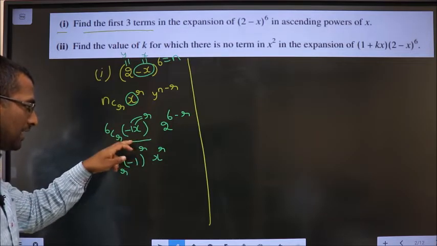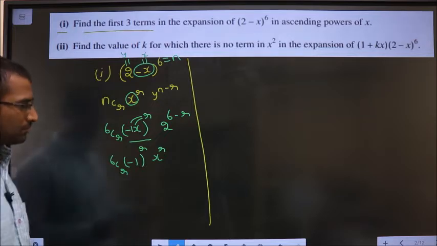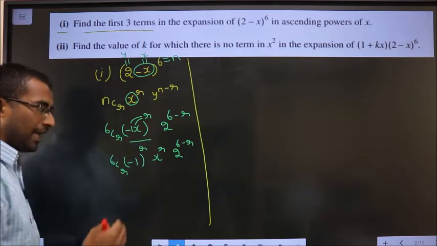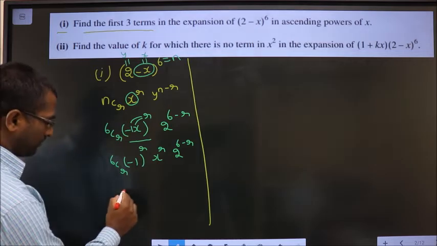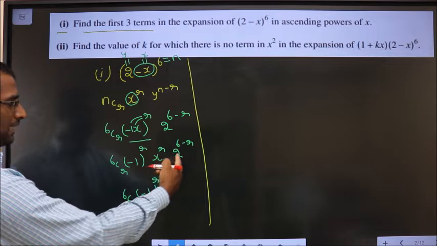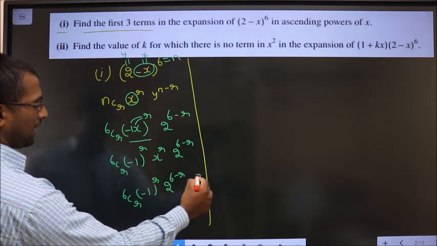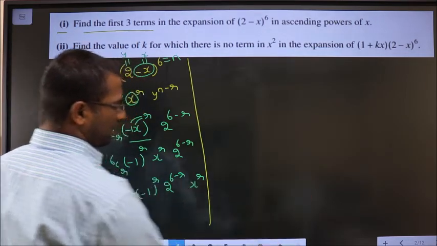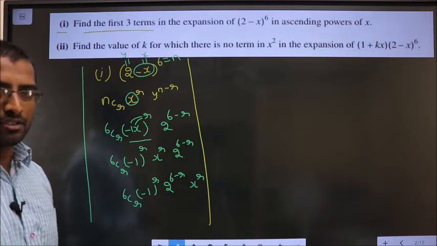Clear? I have broken this into two different things. Negative I took outside, and this as it is. Next, write all the numbers first, x at last. So that will be 6Cr minus 1 power r, 2 power 6 minus r. What I mean is, I write this first and x power r at last. Clear? Now, this cannot be simplified further, so we stop.